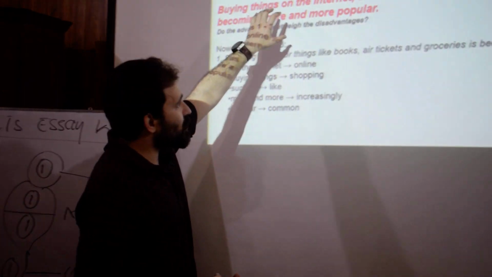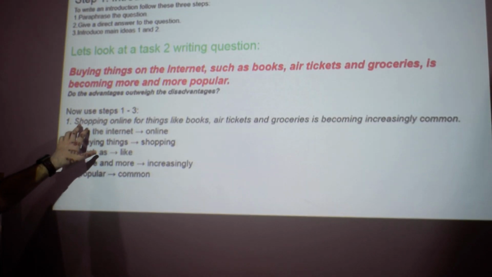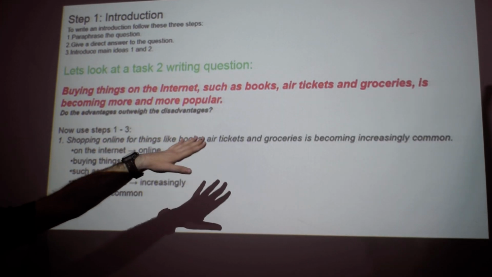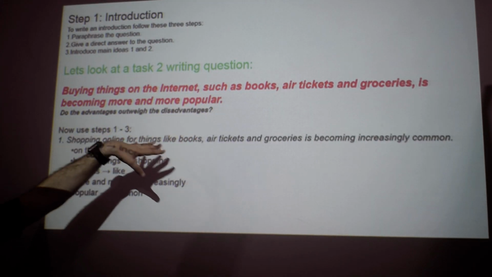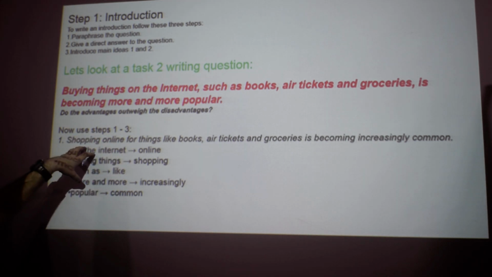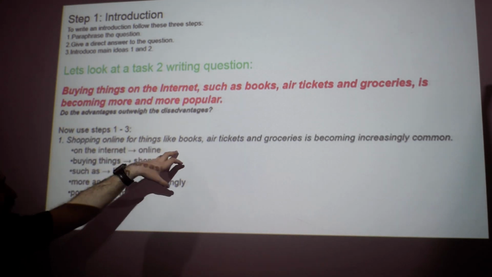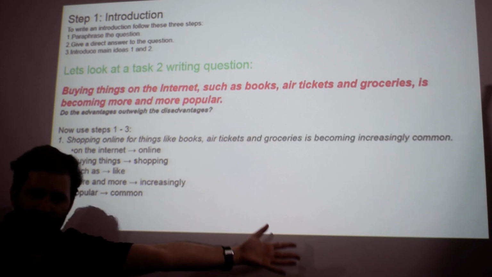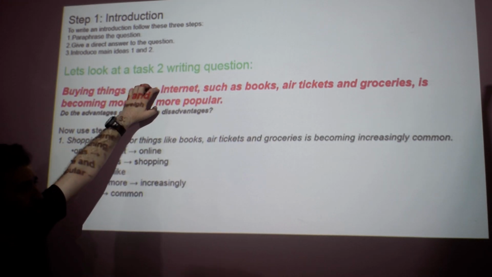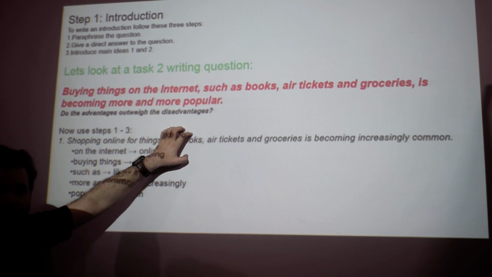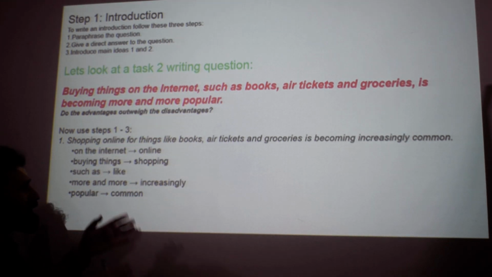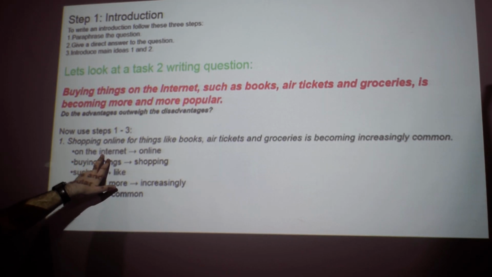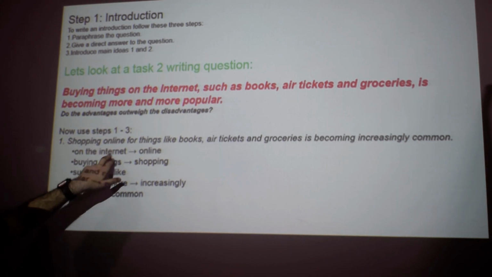Now, for example, I have paraphrased the question for you. The question is: buying things on the internet such as books, air tickets and groceries is becoming more and more popular. What I have written is: shopping online for things like books, air tickets and groceries is becoming increasingly common. Both the question and my paraphrase have the same meaning, but the words are different. How are the words different? For example, we have converted "on the internet" to "online".